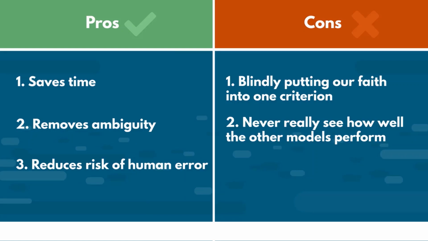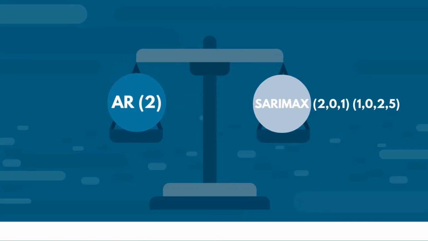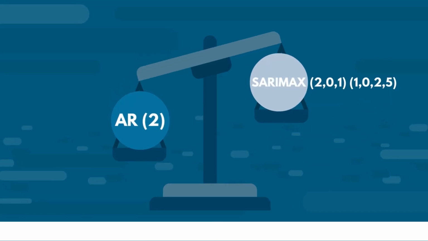Moreover, from my experience, depending on the context, the definition of best varies a lot. It may be the case that a simple AR(2) gives us almost as good results as SARIMAX(2,0,1)(0,2,5), while auto ARIMA would choose the more complicated model. In real life, if the results are comparable, we may opt for the much simpler one, even though it provides slightly worse results.